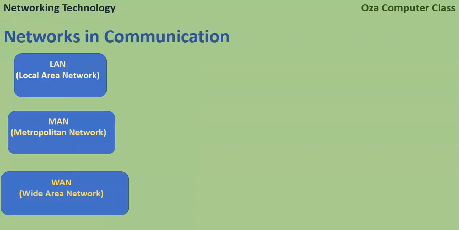Networks in communication, like how many networks it can be defined or categorized as the different types of networks like LAN, MAN, WAN. There are others also like personal area network, which is PAN, campus area network, CAN, right? So we'll discuss these three major categories.